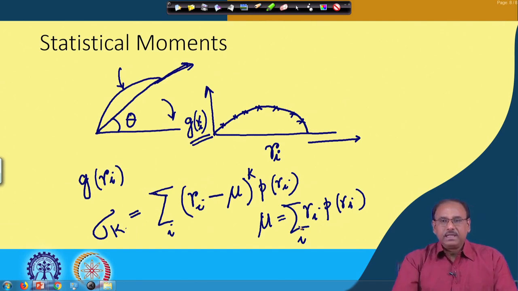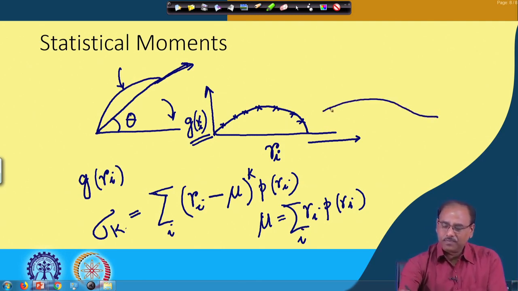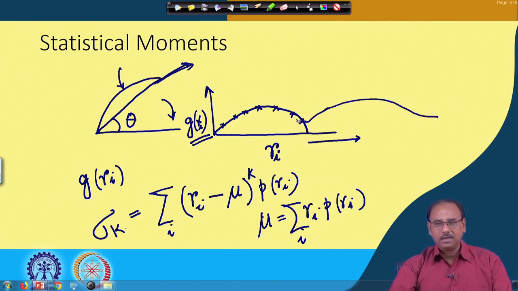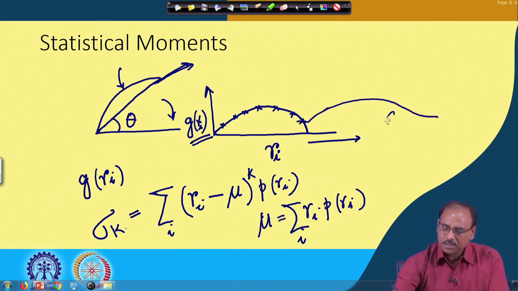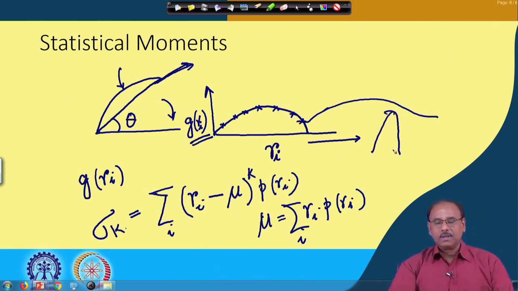So, here you find that if I take the value of k equal to 2, what I get is the variance. If I take the value of k equal to 3, I get the third order moment. The second order moment is popularly known as the variance. That tells you the spread of this distribution. If the second order moment is very high, the distribution will be of this form, spread higher. If the value of sigma square is small, my distribution will be something like this.